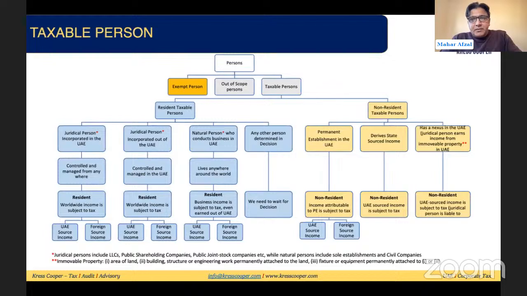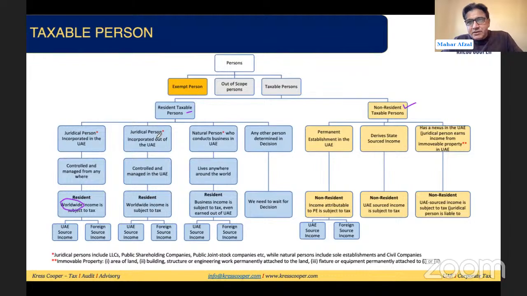Foreign source income. Coming back to the same slide once again. We have already discussed this slide so many times, but again, I'm going to discuss. As we discussed earlier, a person can be exempt, out of scope, or a taxable person. A taxable person can be generating income as a resident taxable person or as a non-resident taxable person. We have already discussed that for a resident taxable person, their worldwide income will be subject to tax.